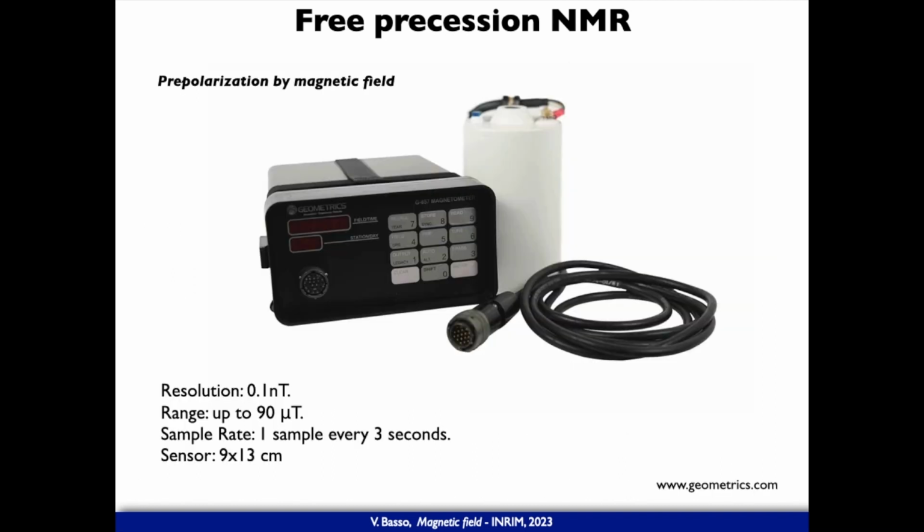There are also instruments designed to measure very, very low magnetic fields by the free precession of protons. This, for example, is a commercial instrument from Geometrics. It is able to measure only up to 90 microtesla, but the resolution is exceptional, 0.1 nanotesla. These are the typical instruments used in geological prospection, because in that case you just want to measure very, very small changes of the magnetic field around the Earth field.